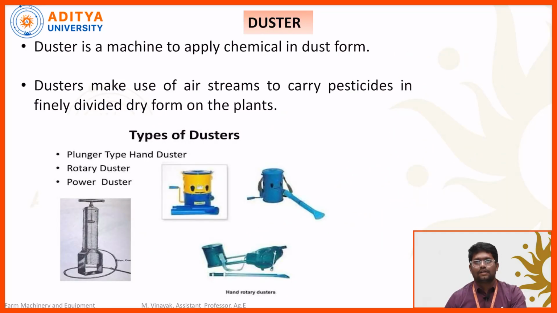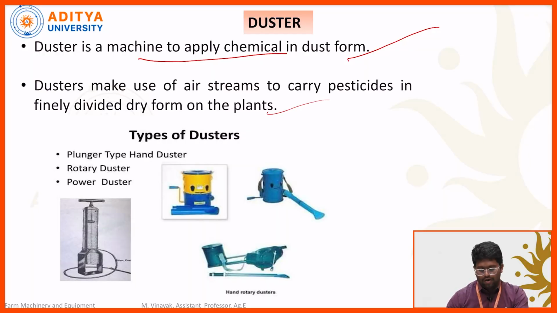Next one is the duster. Up to now we have seen the sprayers. Sprayers are nothing but application of fluid or liquid in the form of droplets. Dusters are nothing but application of powder in the form of dust. A duster is a machine for application of chemical in dust form. A duster makes use of an air stream to carry the pesticide, finely divided in dry form, to plants. Different types of dusters are there: plunger type duster, rotary duster and power duster.